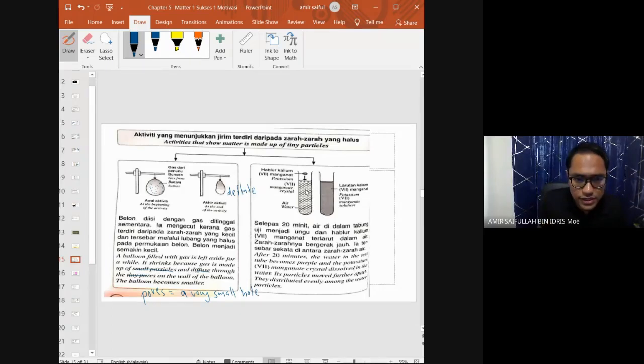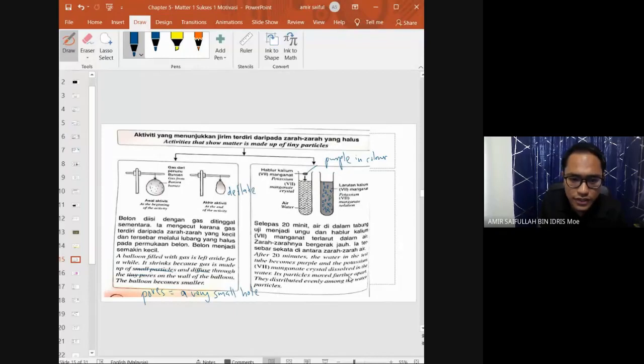Next, as you can see, this is liquid, liquid water. When you pour in potassium manganate(VII) crystals, which are purple in color, after 20 minutes you can see the purple color has mixed evenly with the water molecules. They can pass through the water molecules and dissolve in the water. That's why the water in the tube becomes purple and the potassium manganate dissolves in the water.